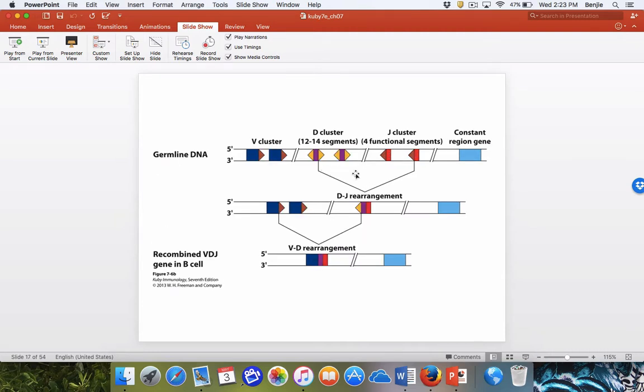Then you can actually have, in this one it's talking about a heavy chain because you've got the D clusters. The D comes together with the J, so we have this segment come together with this segment and form the DJ rearrangement. And then that has to be rearranged with one of the variable regions that are there. So in the light chains, you have the V and J come together first. In the heavy chain, you get the D and J coming together first.